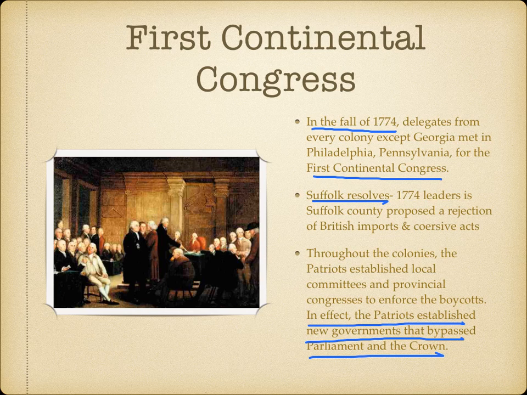The Suffolk Resolves in 1774 included leaders proposing a rejection of British imports in response to the Coercive Acts. By proposing these things in their meeting, they were also going against the town hall ban. To pressure Parliament to withdraw the Coercive Acts, the delegates announced a boycott of all British imports, including the East India Company. Throughout the colonies, patriots established local committees and provincial congresses to enforce the boycotts.